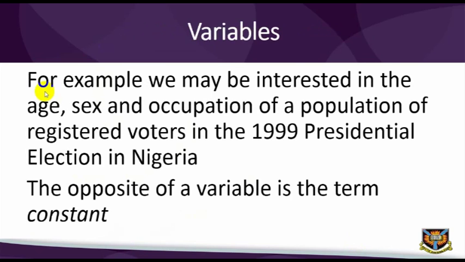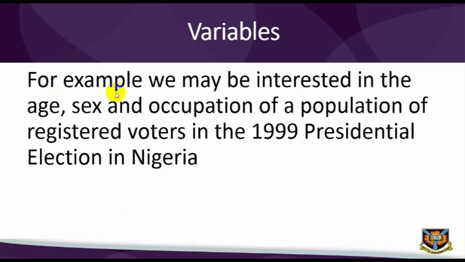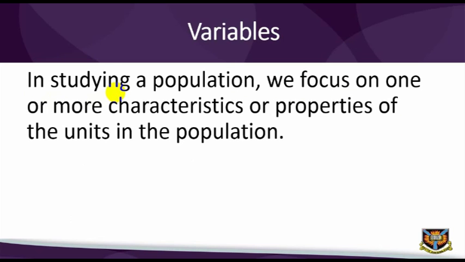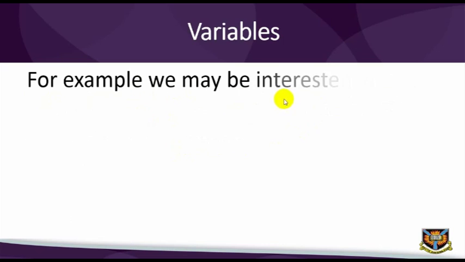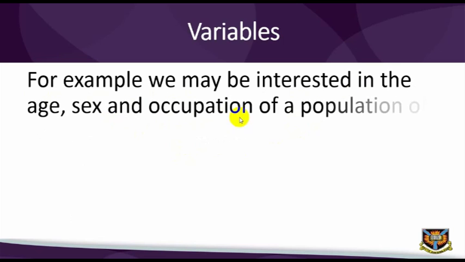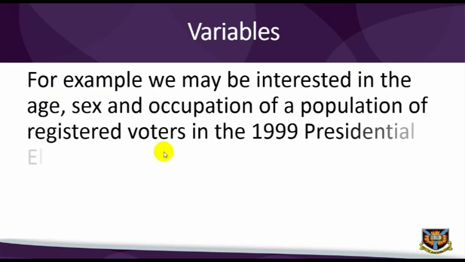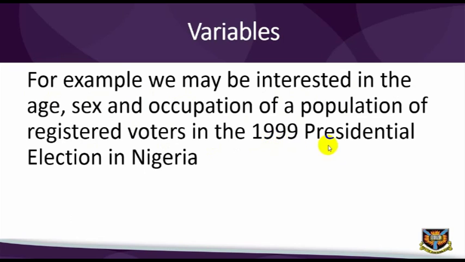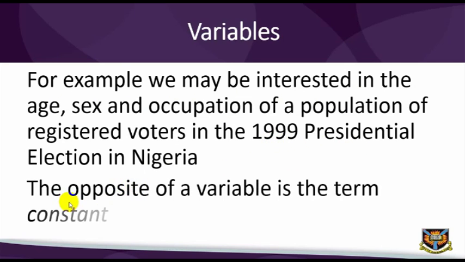Variables. In studying a population, we focus on one or more characteristics or properties of the units in the population. For example, we may be interested in the age, sex, and occupation of a population of registered voters in the 1999 presidential election in Nigeria. We call such characteristics variables.